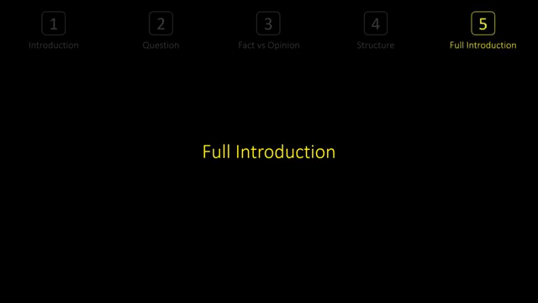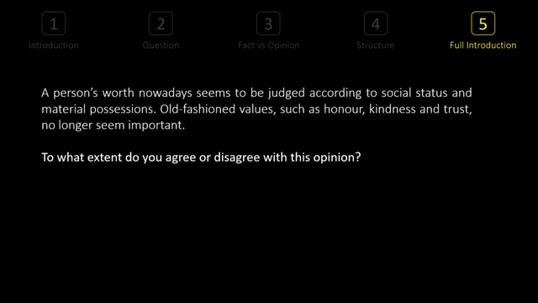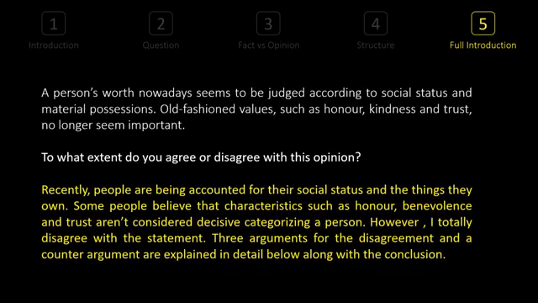Now let's see the full introduction, what we have done so far, so that we get the point clear. This was the question and this is the answer. Recently, people are being accounted for their social status and the things they own. Some people believe that characteristics such as honor, benevolence, and trust aren't considered decisive in categorizing a person. However, I totally disagree with the statement. 3 arguments for the disagreement and a counter argument are explained in detail along with the conclusion.